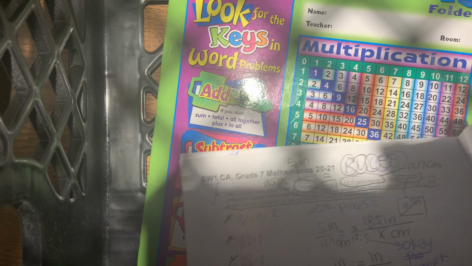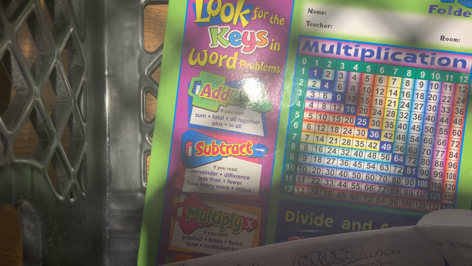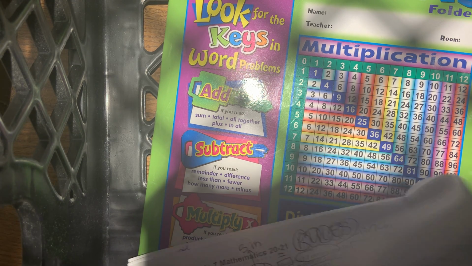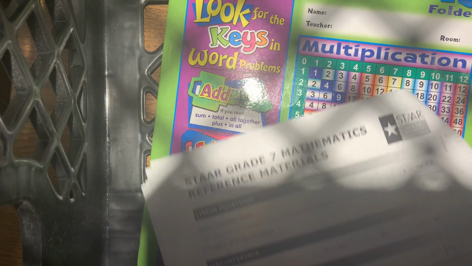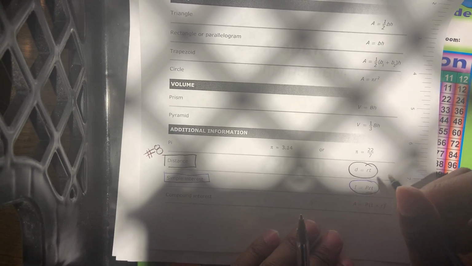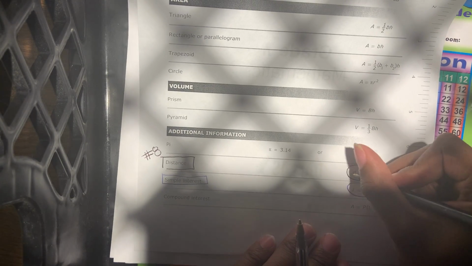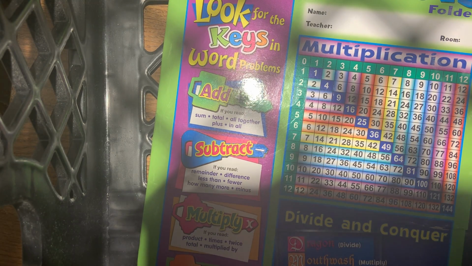All right, so the distance equals the rate multiplied by the time. Okay, distance equals the rate multiplied by the time. So now we're back.